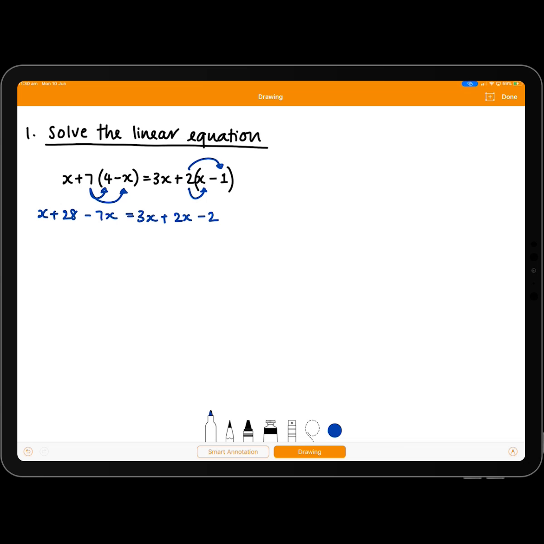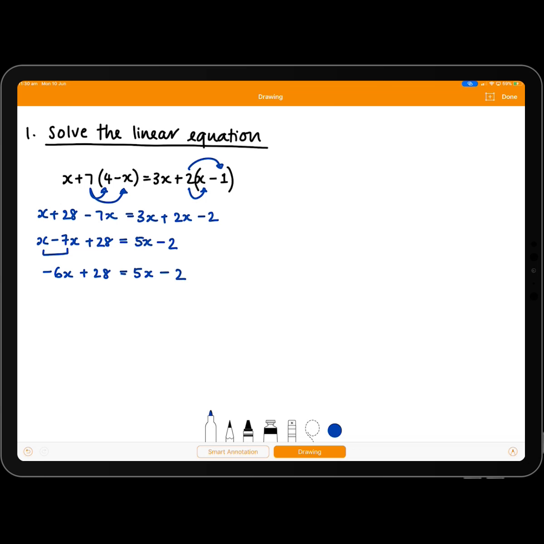Now, before I start moving things around, I also like to collect all my like terms together. So in doing that, I'm going to have x - 7x + 28 equals, so 3x plus 2x are already collected together, so that'll be 5x - 2. So x - 7x will be -6x + 28 = 5x - 2.